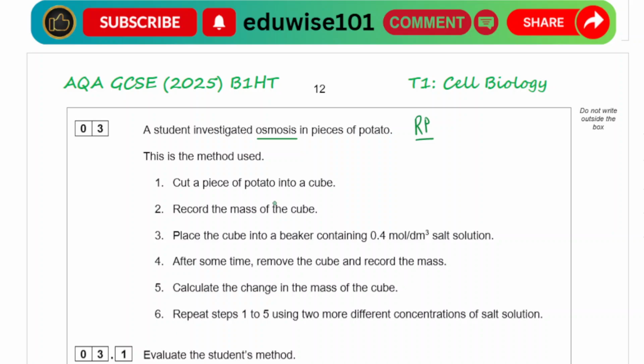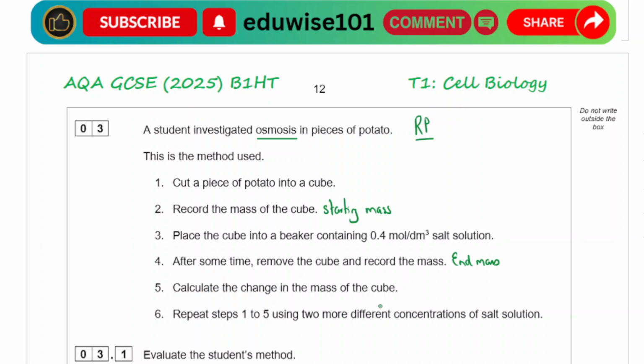This is the method used. Cut a piece of potato into a cube. Record the mass of the cube. That will be the starting mass. Place the cube into a beaker containing 0.4 mole per dm cube salt solution. After some time, remove the cube and record the mass. So that's the end mass. Calculate the change in mass of the cube. Repeat steps 1 to 5 using 2 more different concentrations of salt solution.